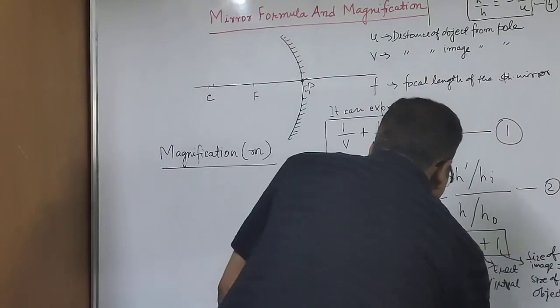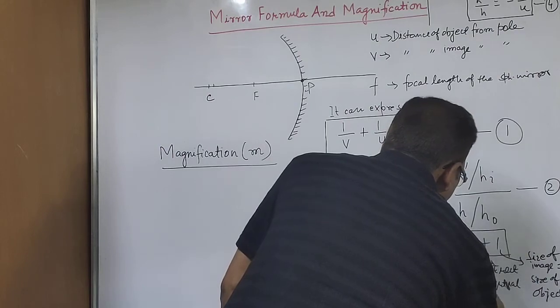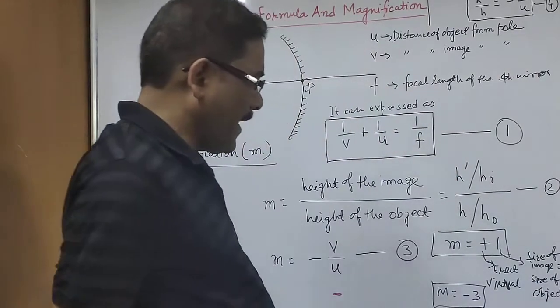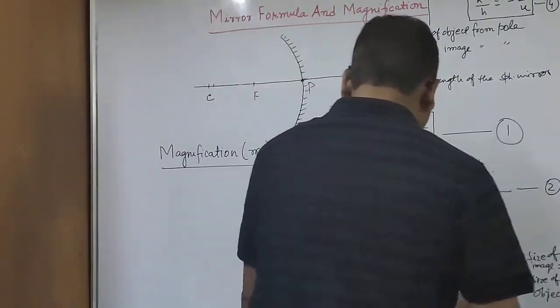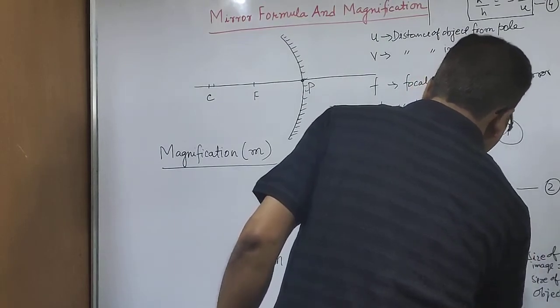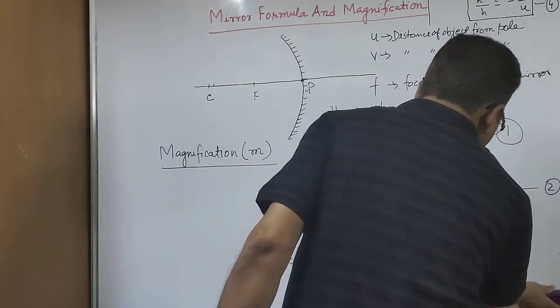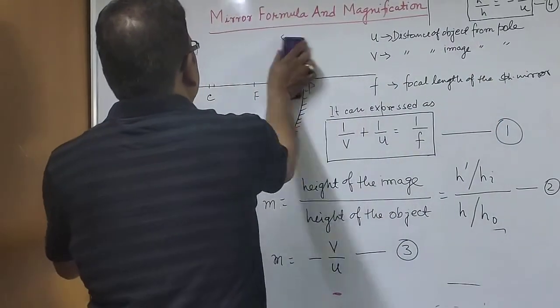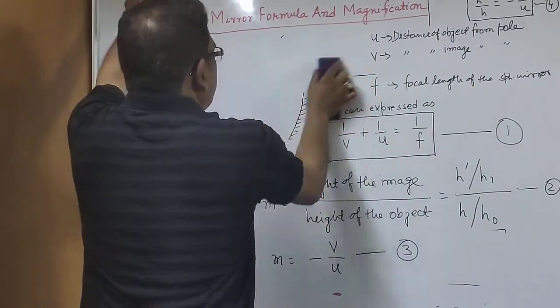If I write m is equal to minus 3, what is the meaning of it? The minus sign indicates, just a minute, we are doing this here.